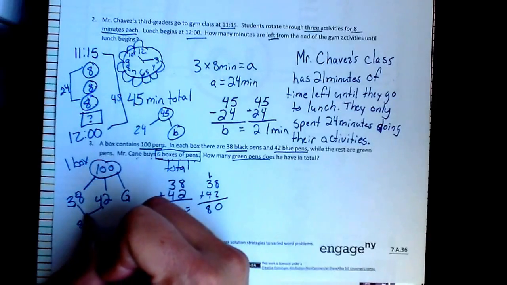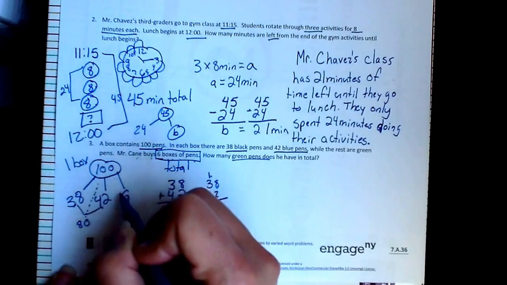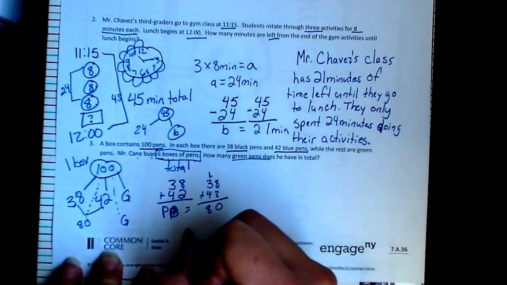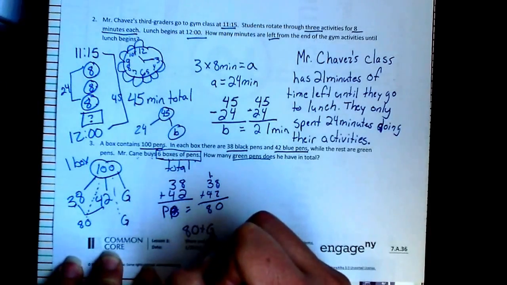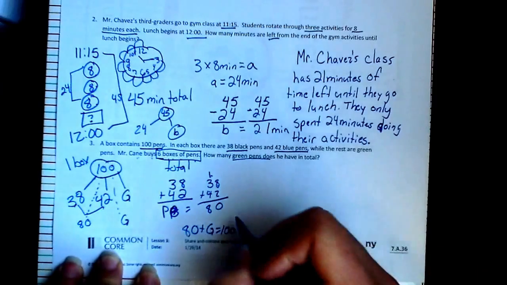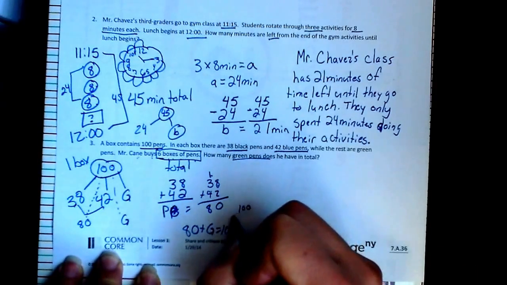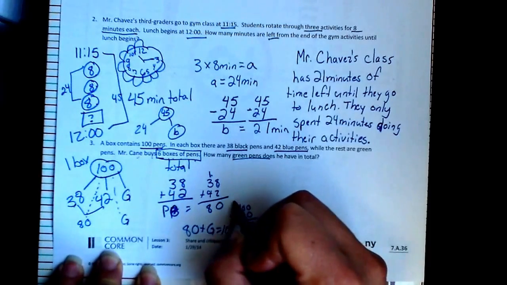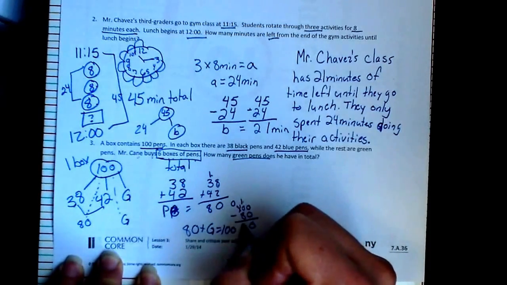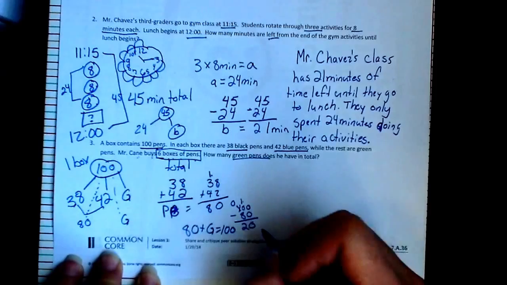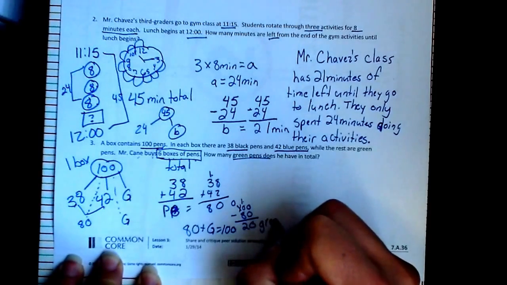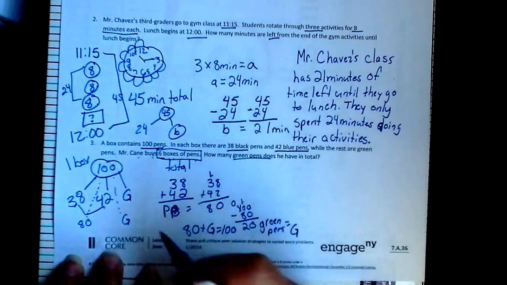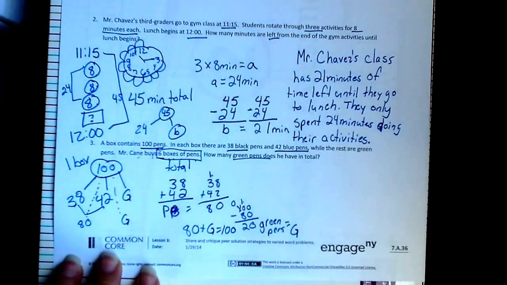So you can think of it as now I have 80 and then my G for my green. So I think 80 plus G equals 100, or I can subtract again. 100 minus 80 equals 0, 0, 10. 10 minus 8 is 2, so I get 20. So I have 20 green pens. That's what my G is going to stand for now. But that's for one box.